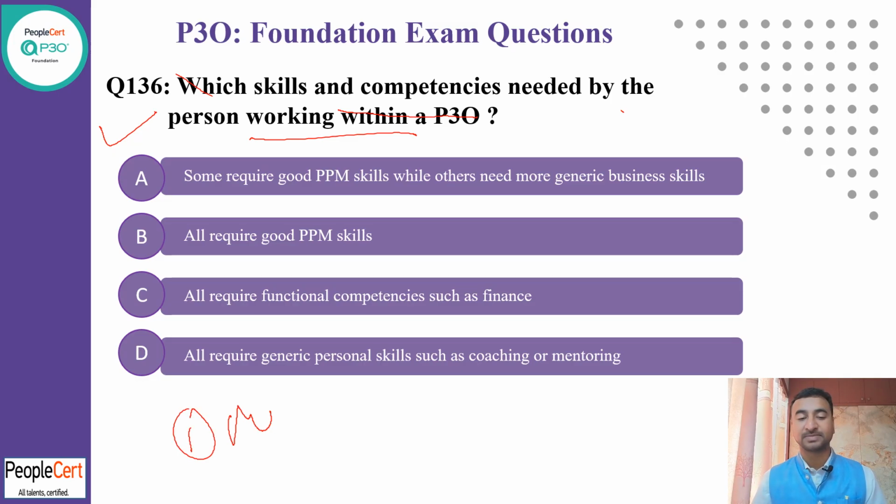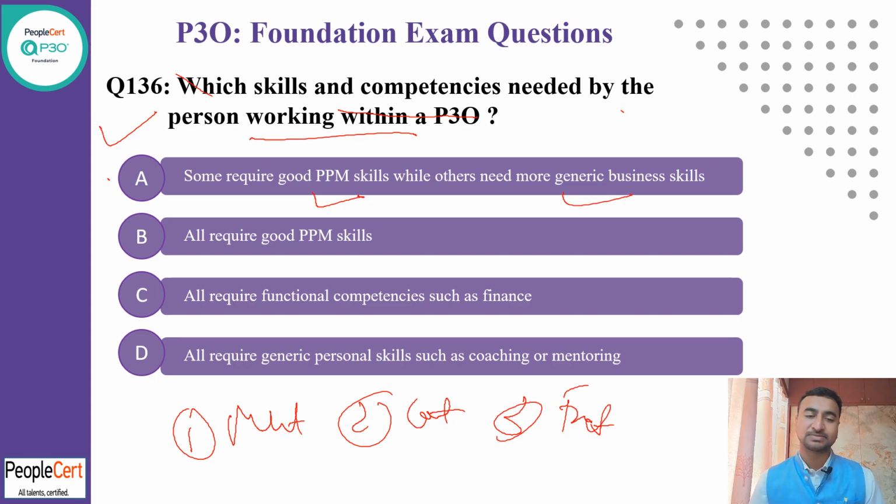One would be the management level, second would be your generic skill, and third would be your functional skill. So out of that, some require a good PPM skill, that is your management, and others need to be generic support function. So I believe that seems to be correct. All require good PPM skill. That is not right because there are three types of the things. So it's not the correct answer.